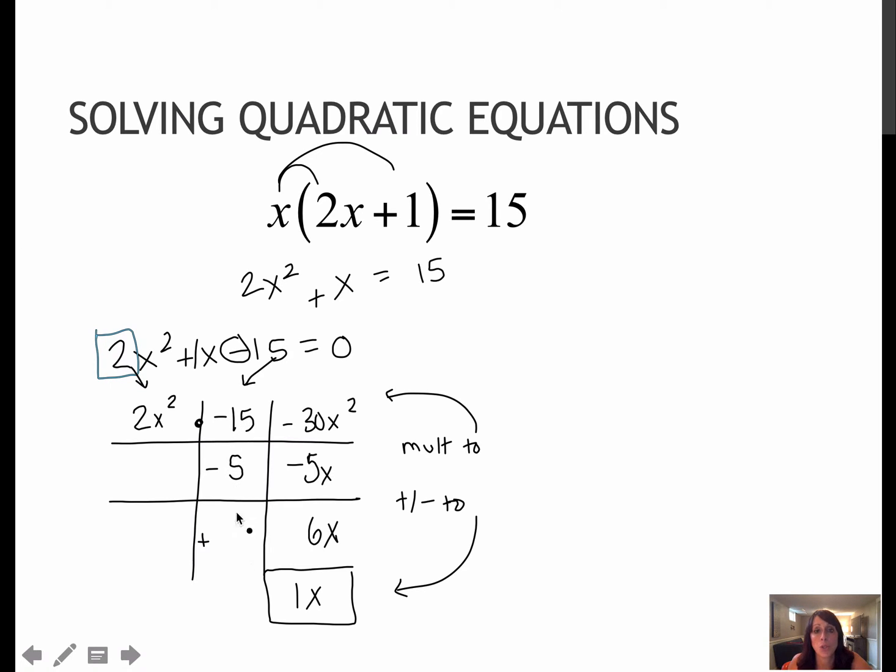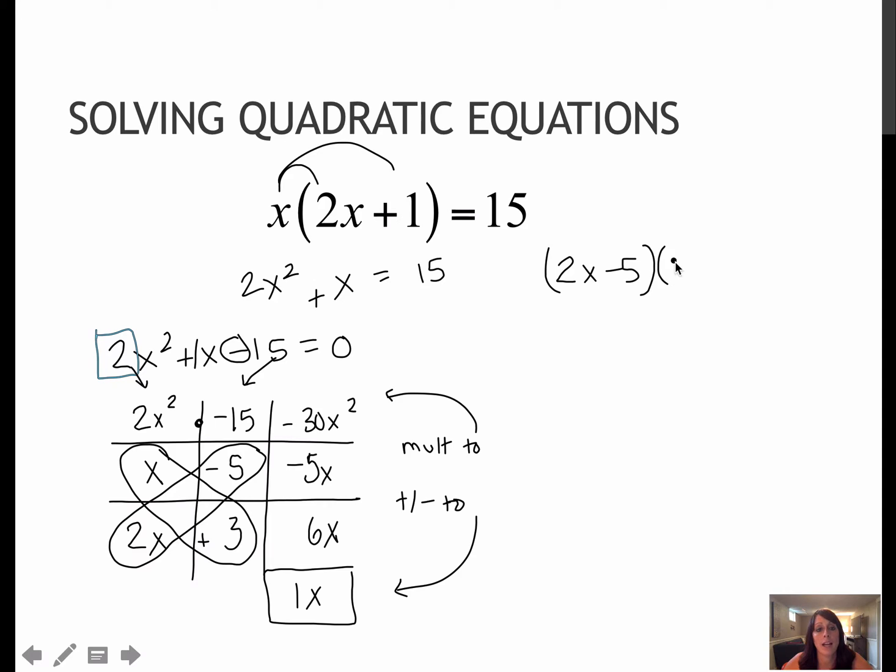In order to determine what number goes here, I would ask what number times negative 5 is 15, and that's positive 3. On this side, then, again, I'm looking for what number I would multiply by negative 5 to get negative 5x. That would just be 1x. And what number would I multiply by 3 to get to 6x, and that would be 2x. And then my solutions are 2x minus 5, because that was this diagonal, and x plus 3, again equal to 0.